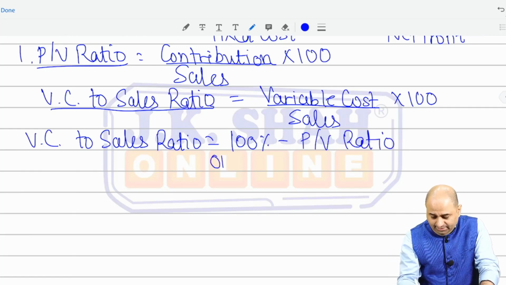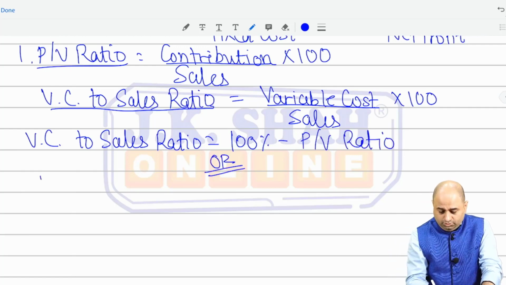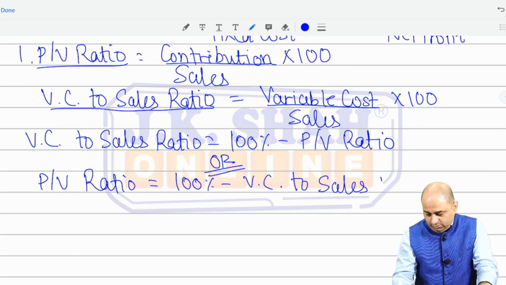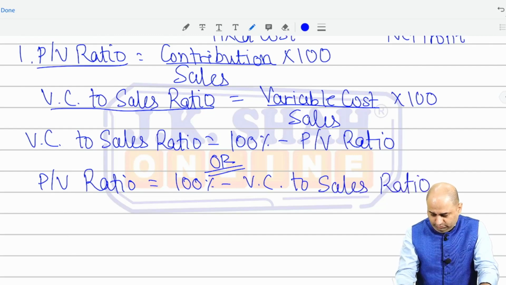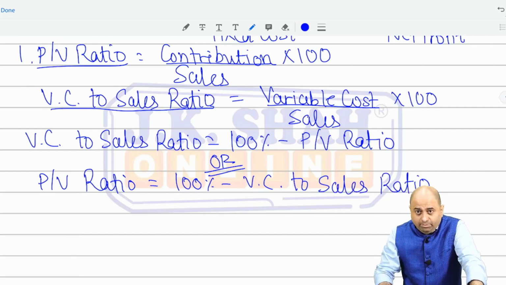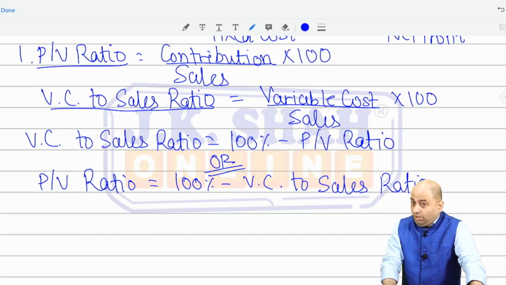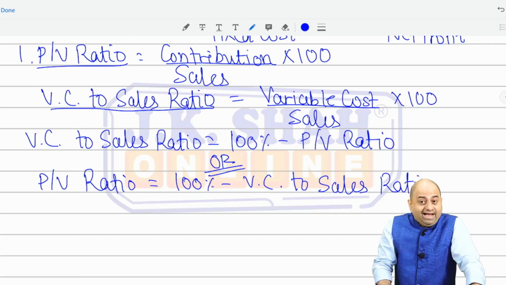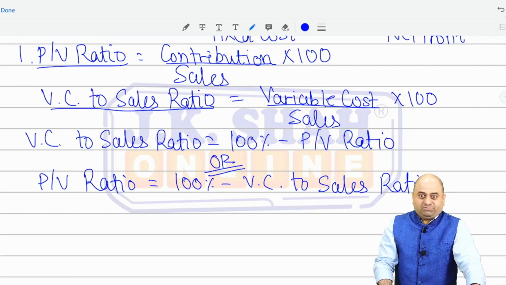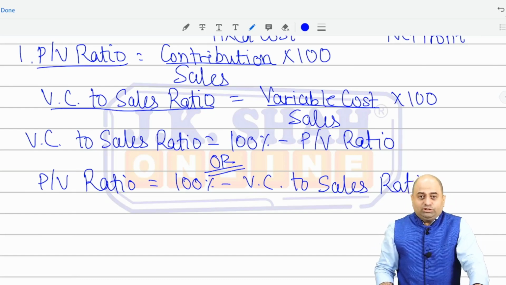In the same way, you can also calculate PV ratio this way. PV ratio is equal to 100% minus VC to sales ratio. Yes, this will help a lot while solving the problems. I am sure about that, and I'm sure you are even starting to remember the problems, that yes, we did that. So that's why I took this up.